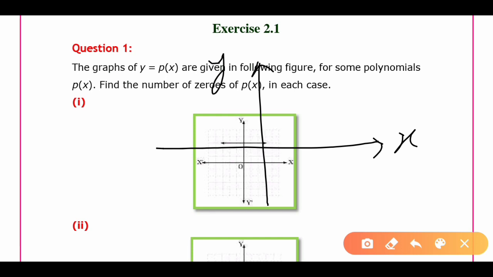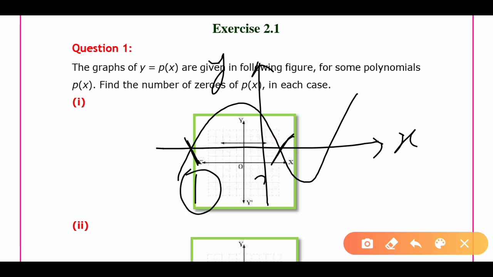Whenever a graph is cutting x-axis, suppose I am drawing this graph. Okay, now we will count how many times this graph touches or cuts the x-axis. This one is first point, second, and this one is third. Okay, so we'll say that this graph has 3 solutions, or number of zeros is 3.